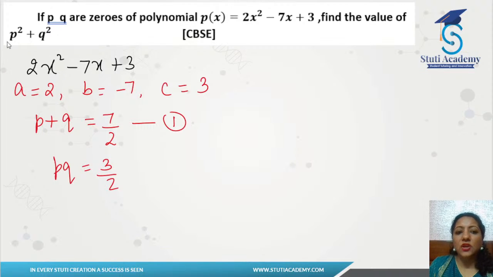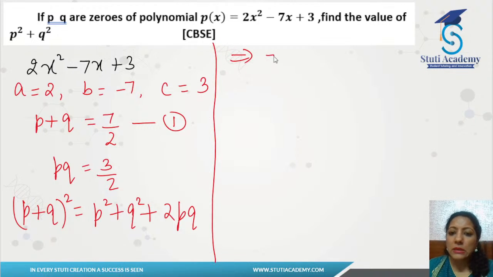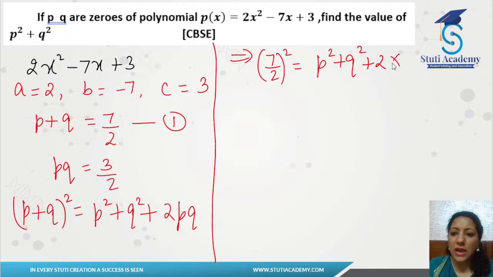Now we have to find the value of p square plus q square. So if I take p plus q whole square, that is p square plus q square plus 2pq. Now p plus q is 7 upon 2. I'll replace this by 7 by 2. So I will get here 7 by 2 square equal to p square plus q square plus 2 times of pq. So pq is actually 3 by 2.